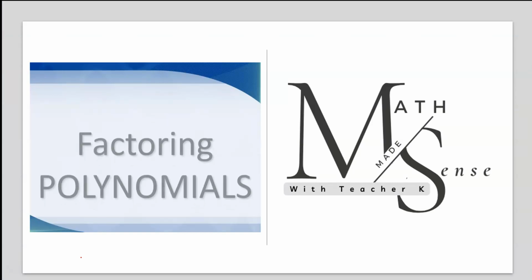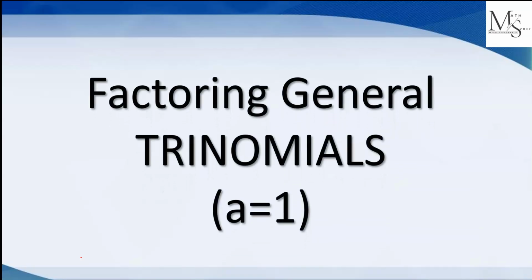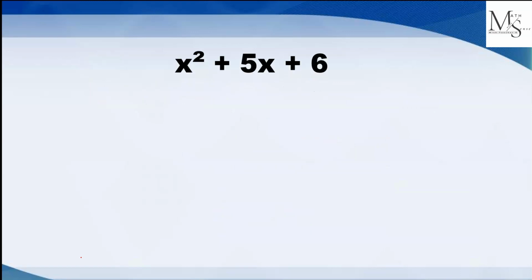In this video, let's have the continuation of the lesson factoring polynomials. This time, we will be factoring general trinomials where a is equal to 1. A general trinomial is a quadratic polynomial. It means that it has a degree of 2. It's a trinomial because it has 3 terms, just like in the example, x squared, 5x, and 6.